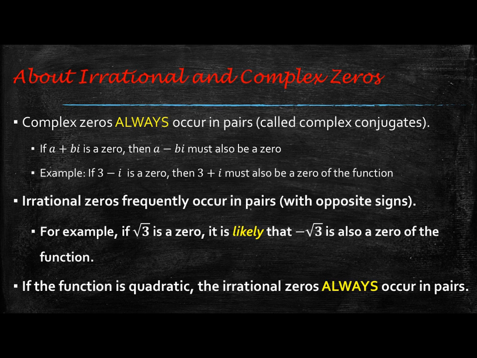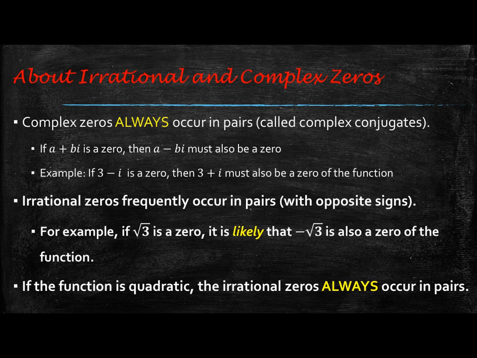Okay, since we're going to be finding all of the zeros, you will be finding some that are irrational or complex zeros, and so here is a little bit of information that you need to write down. Complex zeros always occur in pairs. They are called complex conjugates. What that means is that if a plus bi is a zero, then a minus bi is also going to be a zero. Here's an example. If 3 minus i is a zero, then 3 plus i must also be a zero of the function.